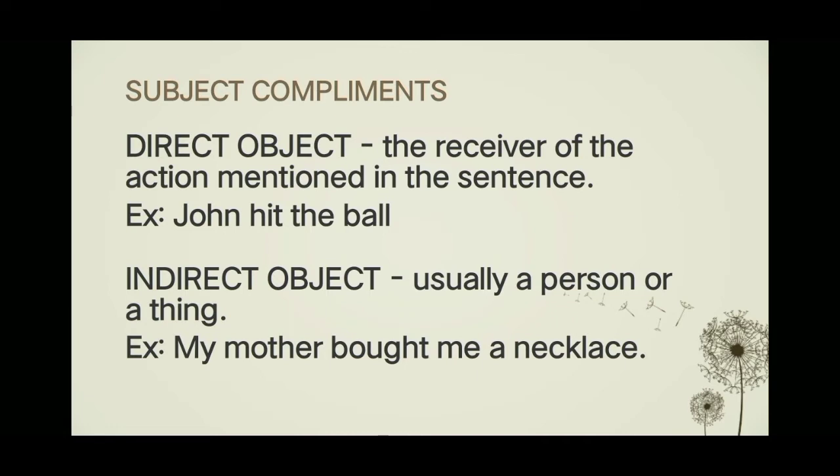Next is indirect object. Indirect object is usually a person or a thing. The indirect object identifies the person or thing for whom or what the action of the verb is performed. For example, my mother bought me a necklace. The indirect object is me and the direct object is necklace.